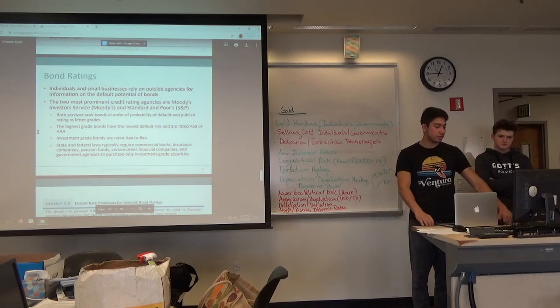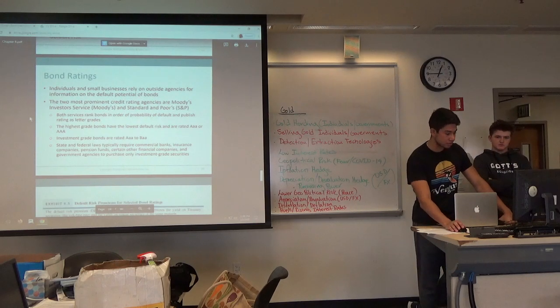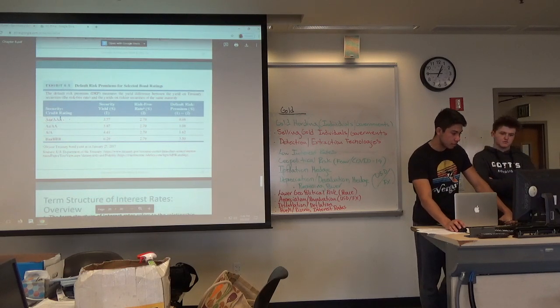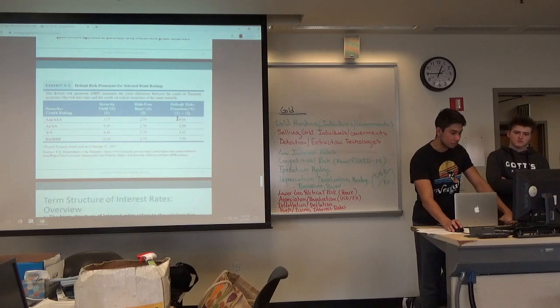And then state and federal laws typically require commercial banks, insurance companies, pension funds, certain other financial companies, and government agencies to purchase only investment grade securities. So this is kind of like a list of the security credit ratings. So you can see that they have lower yields but better default risk ratings.